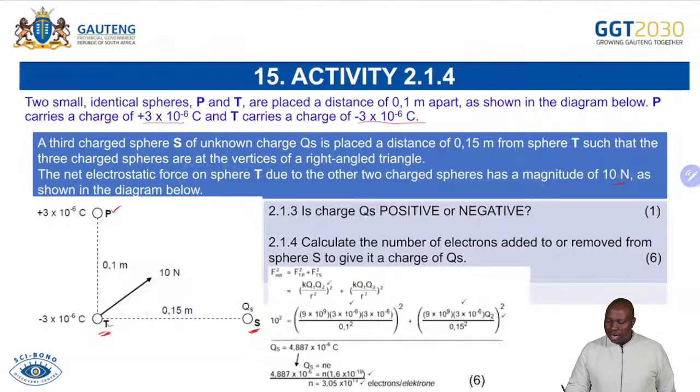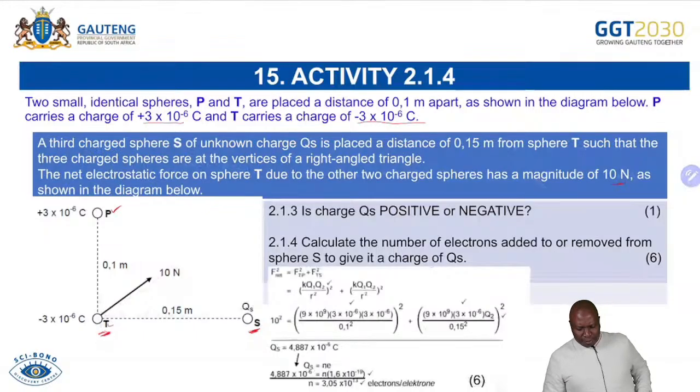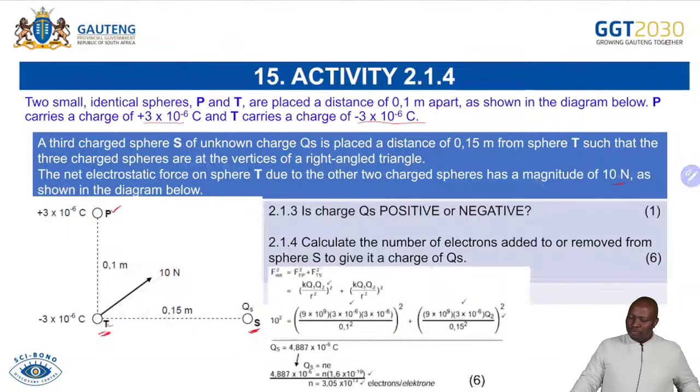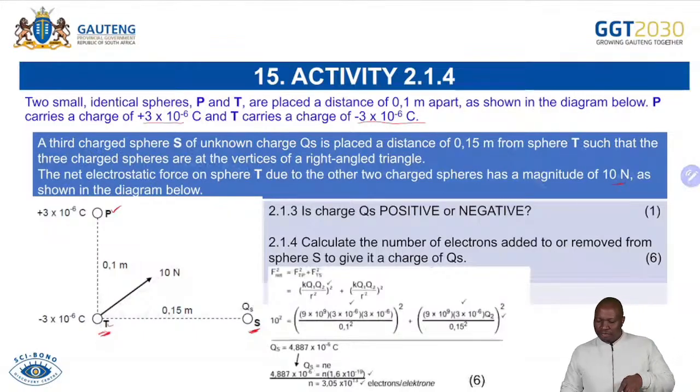And then calculate the number of electrons. Calculate the number of electrons added to or removed from the sphere S to give it a charge of QS. So we have to calculate the number of electrons. It's a nice question because most of the time you are used to questions where you say calculate the electrostatic force and the likes. But now this one is saying calculate the number of electrons added to or removed from sphere S to give it the charge QS. So you're able to answer that question.